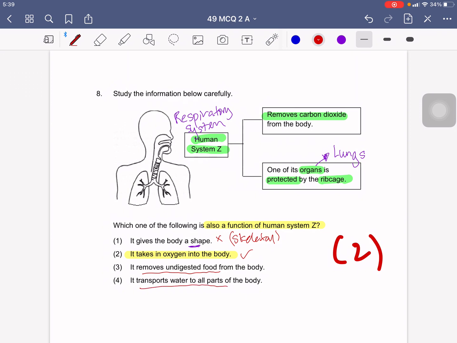Transport water to all parts of the body. Now this is the circulatory system. Okay, sorry, the first one is a digestive system. Alright, so over here answer should be 2. So this is a function also of respiratory system, taking in oxygen into the body. Alright, so this is not correct. 3 and 4 are wrong. Okay, let's continue.